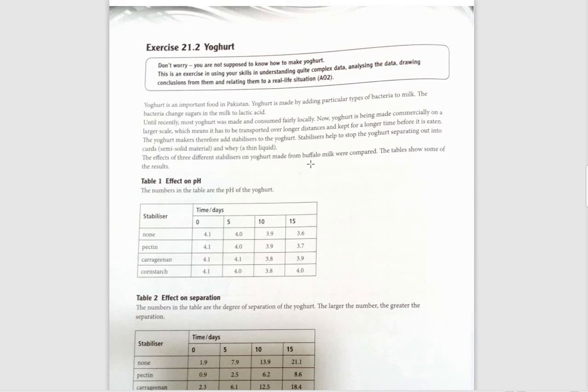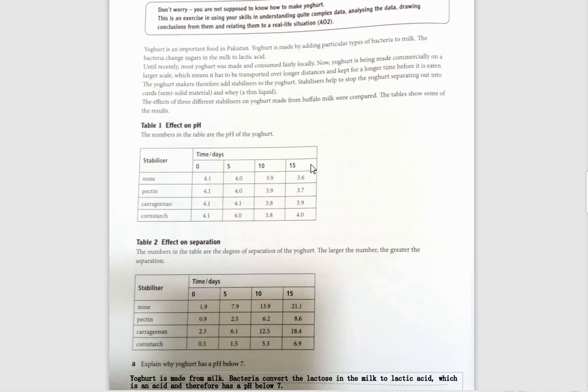Right, so let's read the last sentence, which is: the effects of 3 different stabilizers on yogurt made from buffalo milk were compared. The tables show some of the results. Table 1. Effect on pH. The numbers in the table are the pH of the yogurt.